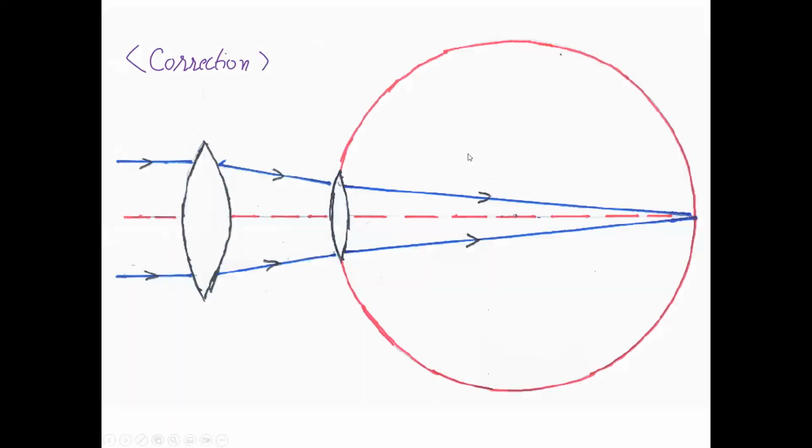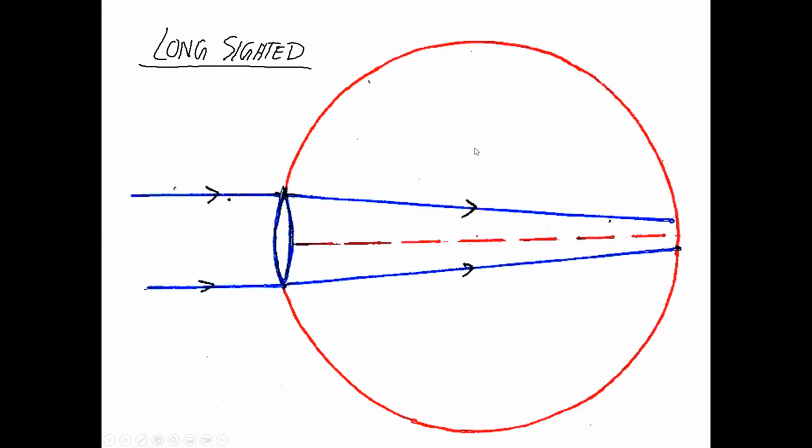Now, how do they correct it? Achha, first you copy this screen. I've copied. You have copied it? Yeah. Very good.